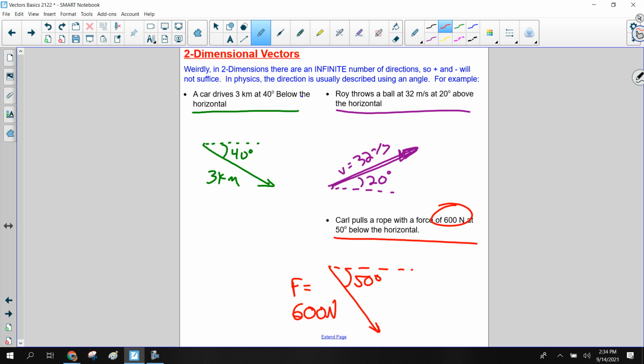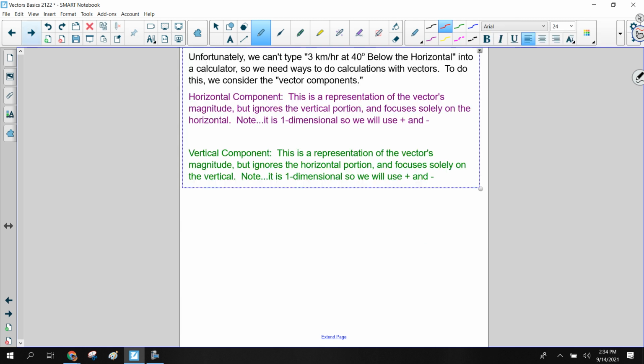Okay? So when you're talking about two-dimensional motion, a positive or a negative isn't enough. Because there's an infinite number of ways that you can be not horizontal, right? And so we need to give that angle to describe the exact direction. All right? Cool. So unfortunately, we can't type these vectors into our calculator, right? You can't type 30 kilometers at 40 degrees below the horizontal into our calculator. So we need to figure out a way to do calculations using these vectors.